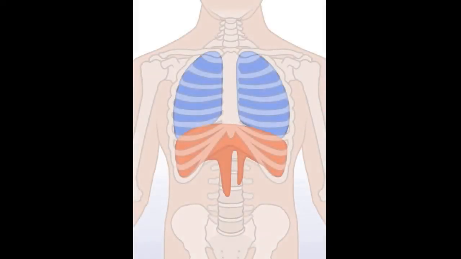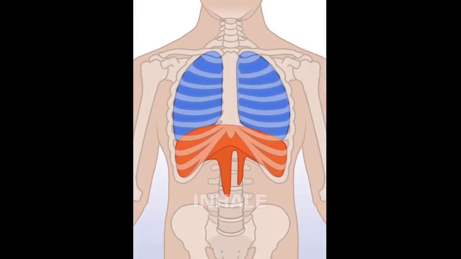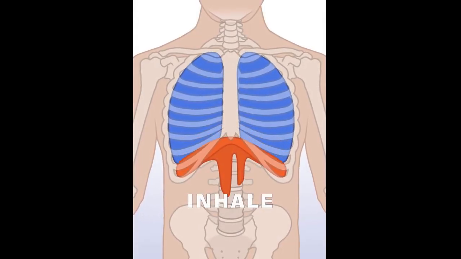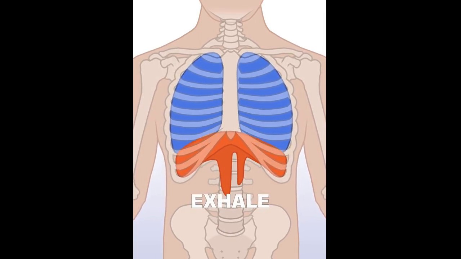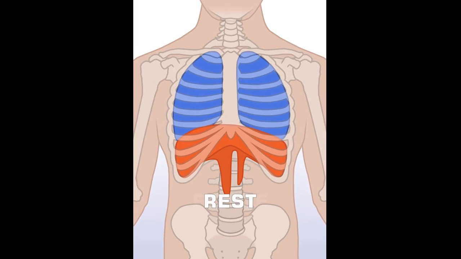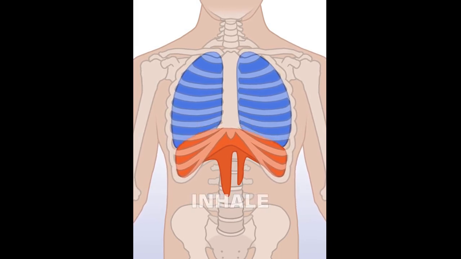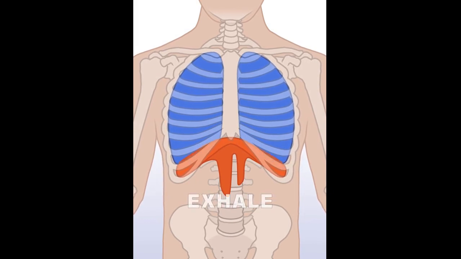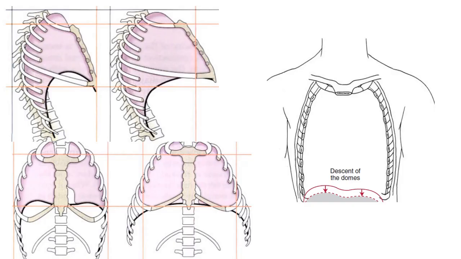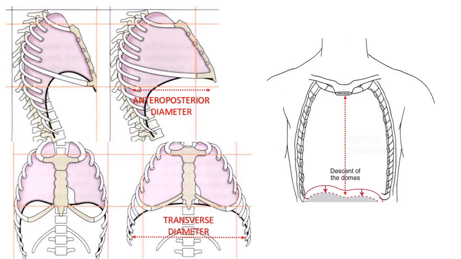Respiration consists of two phases, inspiration and expiration, which are accomplished by the alternate increase and decrease of the capacity of the thoracic cavity. Now, during inspiration, your thoracic cage expands in three dimensions. In quiet inspiration, the three diameters of the thoracic cavity will increase, that is the anterior-posterior diameter, transverse diameter, and vertical diameter.